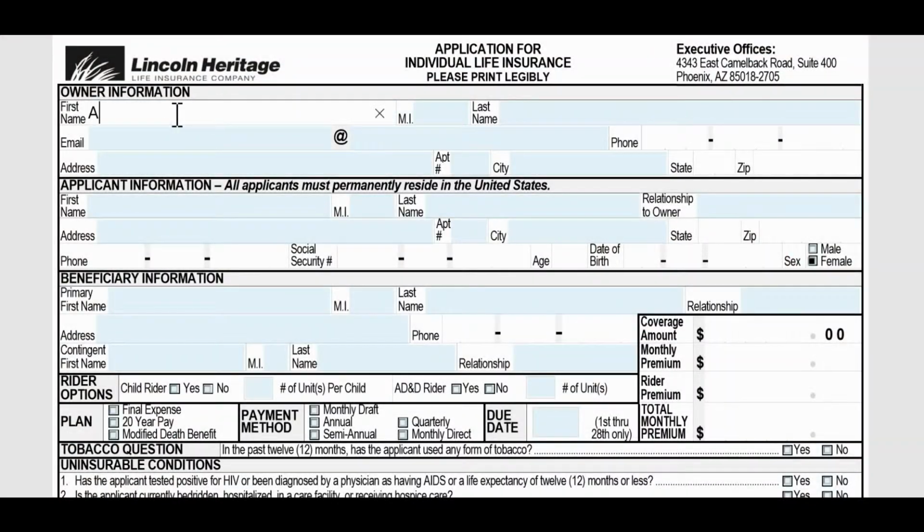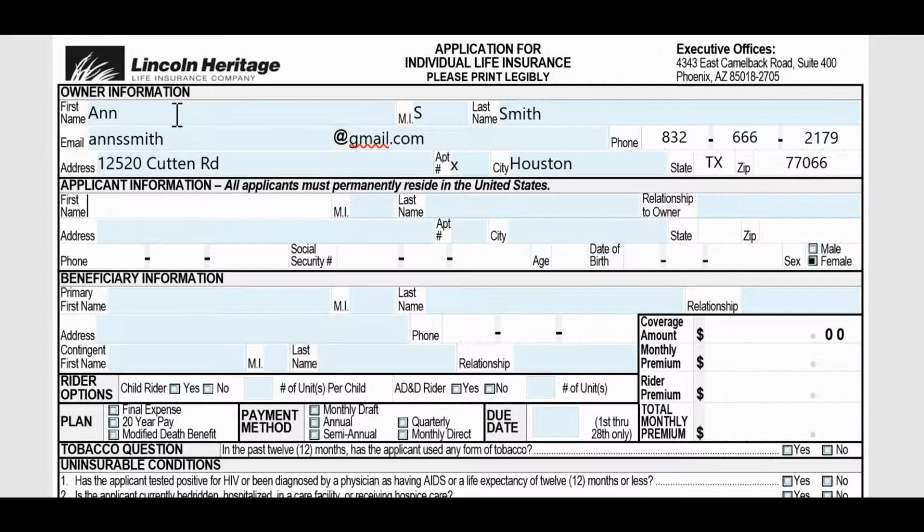We begin with the information of the policy owner that includes name, middle initial if applicable, and last name. Then we complete the email, telephone, and full address. In the section of the insured's information, we include their full name, the relationship that exists between the insured and the policy owner, in this case herself, her complete address, telephone number, the social security number. We remember that if the insured does not have a social security number, the supplementary form must be completed.